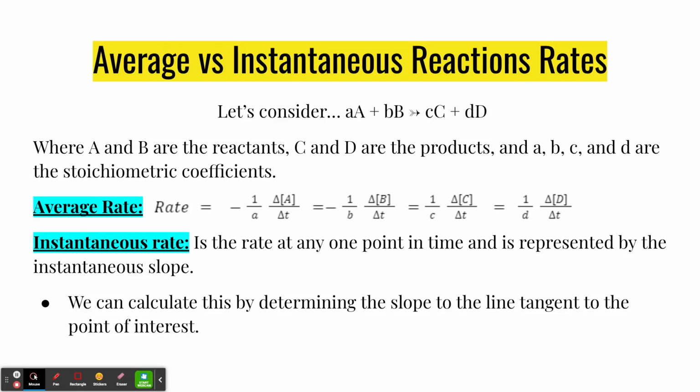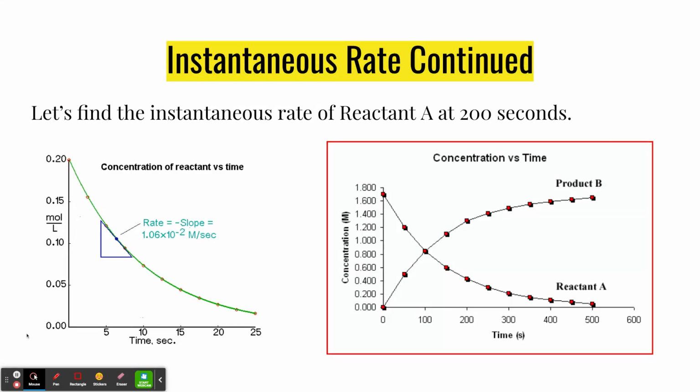Now, as I just got done saying on the previous slide, because the rate can change over time in a chemical reaction, we have to be prepared to calculate the instantaneous rate at any given point, which is represented by the instantaneous slope. So how do we calculate this? Well, we would determine the slope using the slope of the line tangent to the point of interest. For those of you who are in pre-calc or calculus, this would obviously be the derivative.